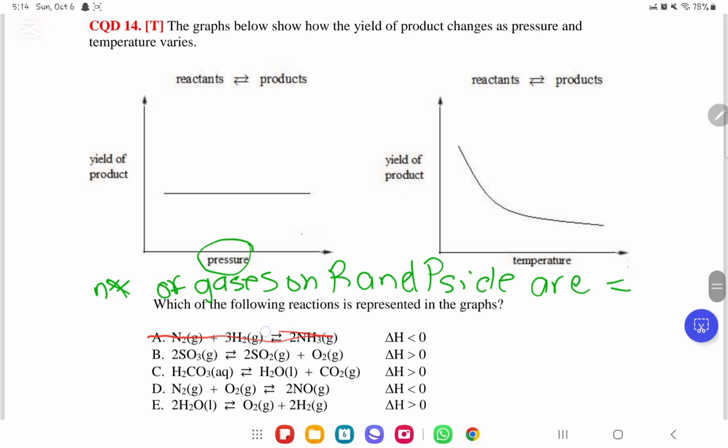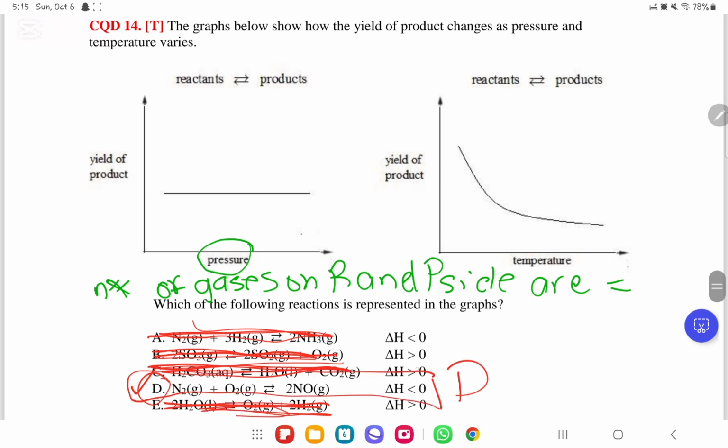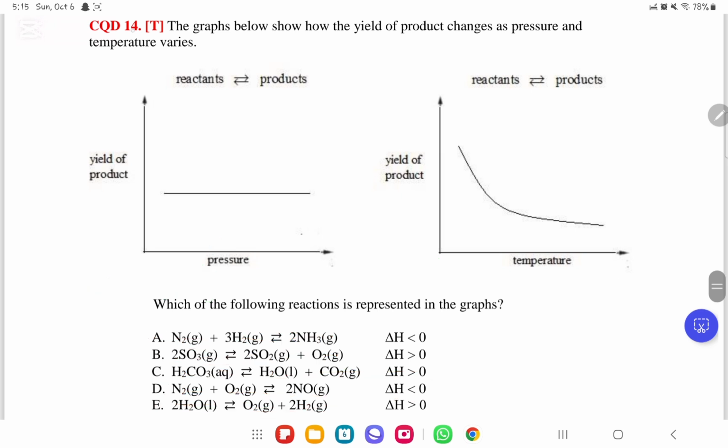We're going to cancel A. We are going to cancel B. We're also going to cancel C. We're going to keep D, and we're going to cancel E. So very funnily, we got our answer using the first graph. Our answer is D. So this is how we found the answer using the first graph.